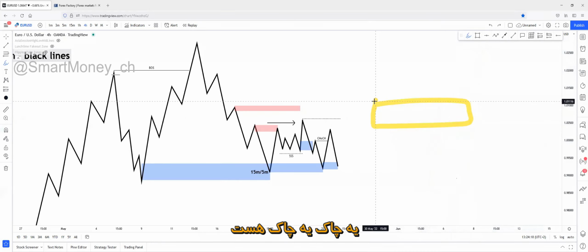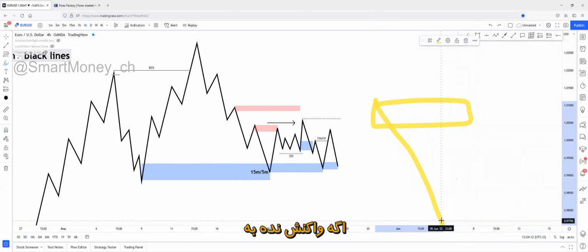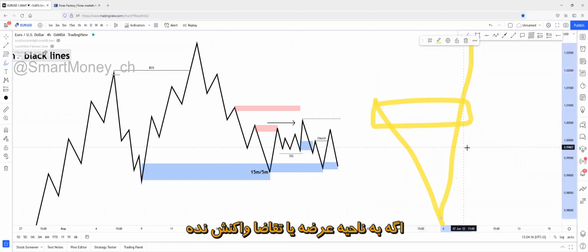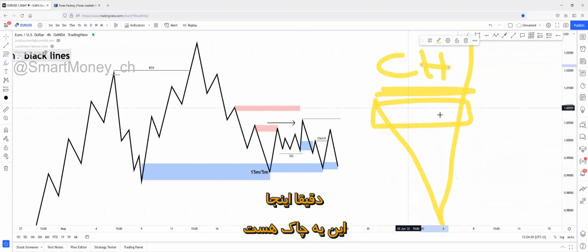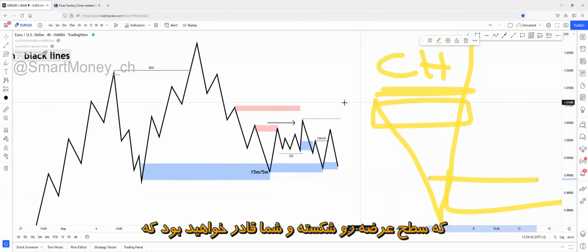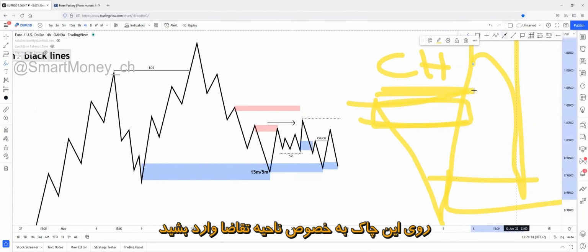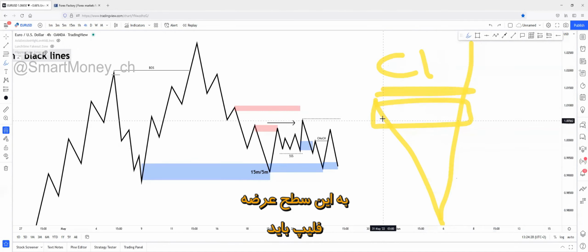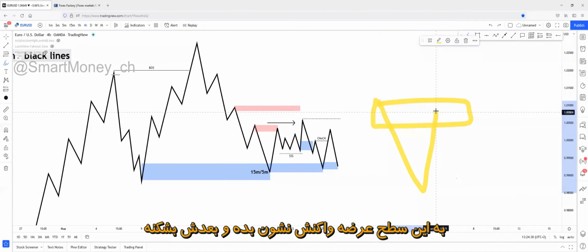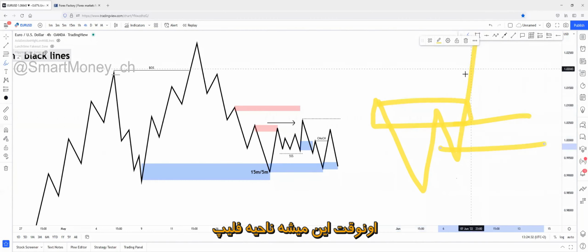A change of character is a change of character if it's not reacting on the supply zone or demand zone. If it's not reacting on the supply or demand zone, that will be a change of character entry right here. There will be a demand zone that has caused the supply break, and you'll be able to enter on this specific character-changing demand zone. A flip has to react on this supply zone. A flip has to touch this supply zone, react, and break above. This will be a flip zone.